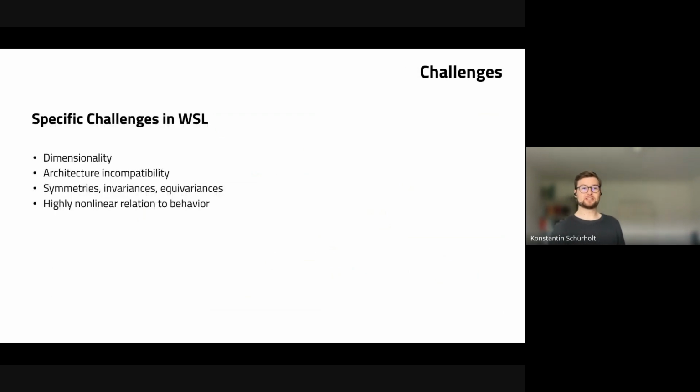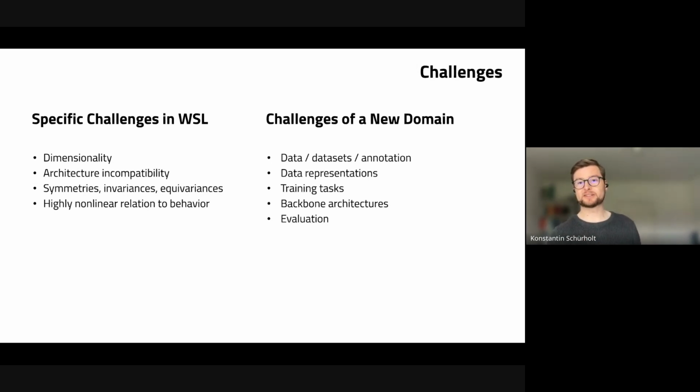Okay, specific challenges. I've discussed these. Just to reiterate: dimensionality, architectural incompatibility, the symmetries, invariances, equivariances, and the highly nonlinear relation. Those are specific to weight space learning, and those will be the ones that I discuss mostly after. But there are also general challenges just of a new domain, right? We don't have a good concept of what is a valid data point, what is a valid sample, or what is not a valid sample. What are good data sets? What kind of diversity should be included? How do we need to annotate a model for us to be able to work on it?